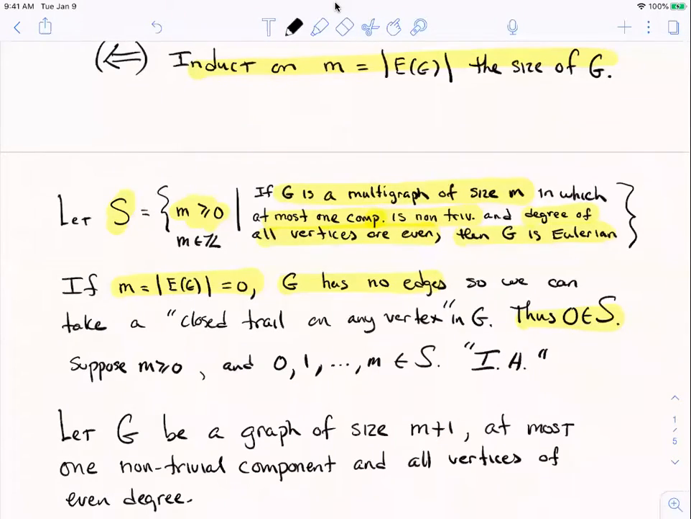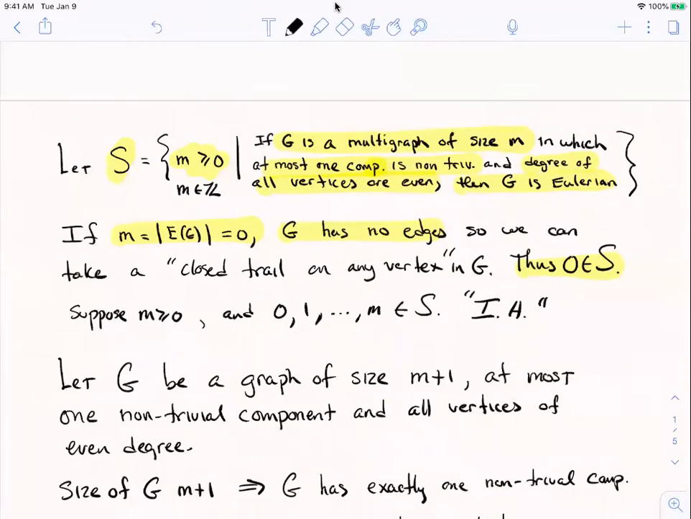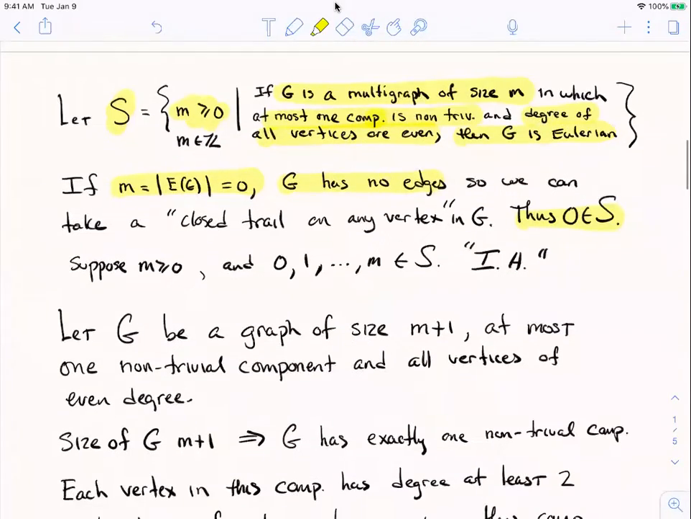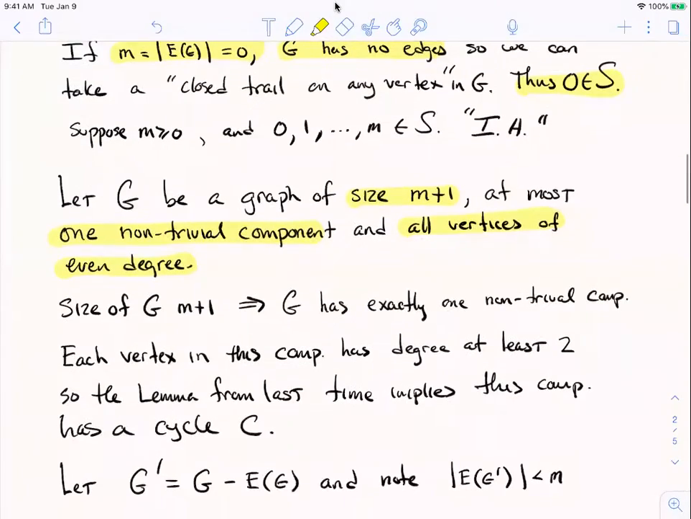Okay, so all of the graphs. And now how do I show that the set S is inductive? Well, I have to take a graph that has size m plus 1, and let's suppose that it has at most one non-trivial component and that all of its vertices are even degree. And my job is to show you that that graph has an Eulerian circuit, because then I can conclude that m plus 1 belongs to my set S, and then I can conclude that S is all non-negative integers by the principle of induction. All right, so that's what we're going to get down to here.